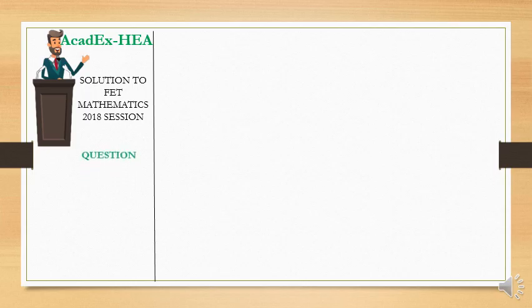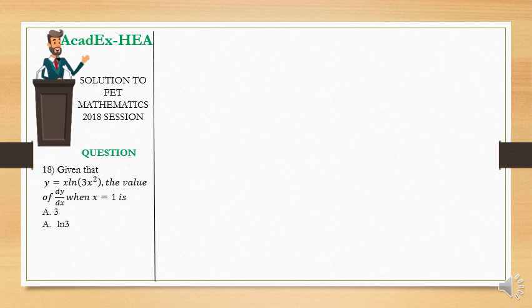We continue now to the next question, which reads: given that y is equal to x ln 3x squared, the value of dy by dx when x is equal to 1 is A 3, B ln 3, C 1 plus ln 3, D 2 plus ln 3. So let's start solving.